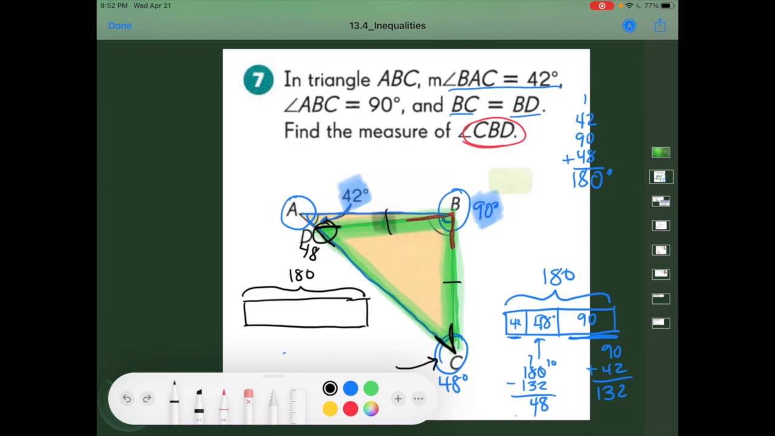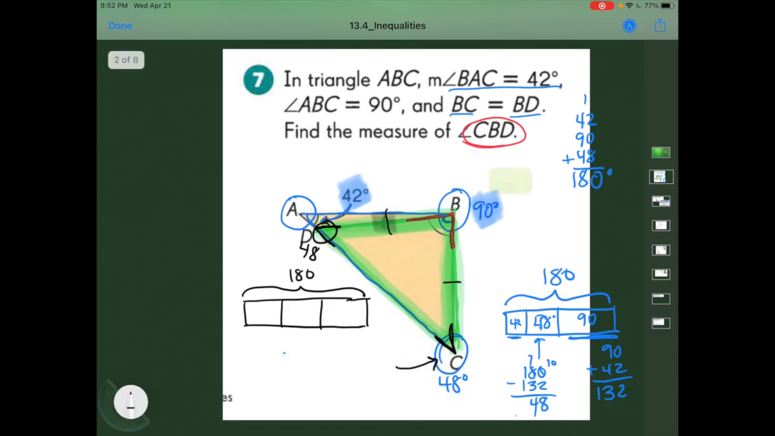So now that I know two of the three angles in this triangle, I can figure out that missing angle. I know one of the angles is 48 degrees. I know the other angle is 48 degrees. And this angle that we originally highlighted in red right here, this is the angle we're looking for.